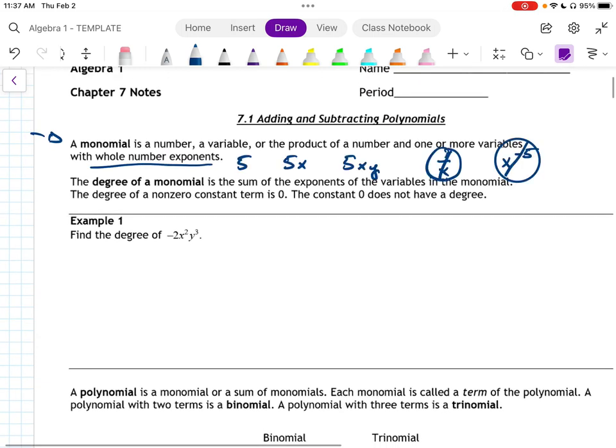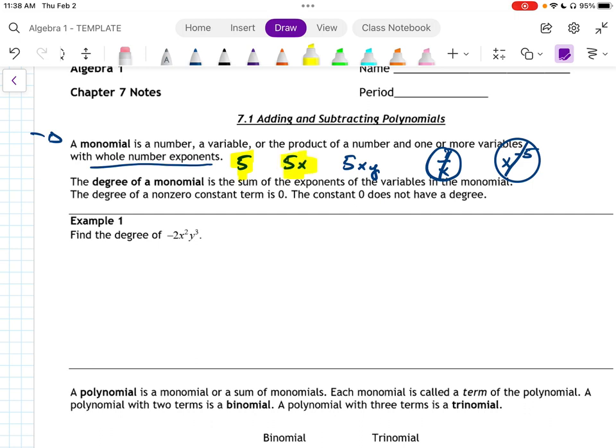So after the definition of a monomial, we have the degree. So the degree of a monomial is the sum of the exponents of the variables in the monomial. The degree of a non-zero constant term is 0. The constant 0 is considered to not have a degree. So looking up here, if we look at our 5, its degree is 0 because it doesn't have a variable, it doesn't have an exponent, right? Its degree is 0.